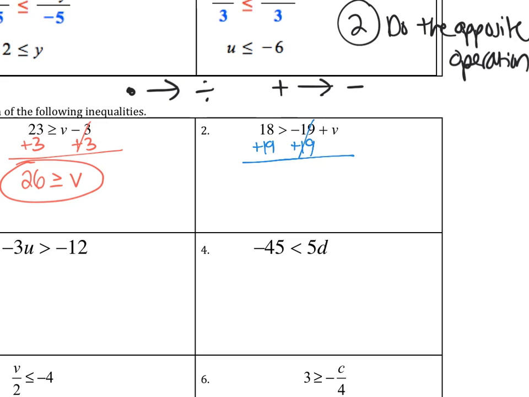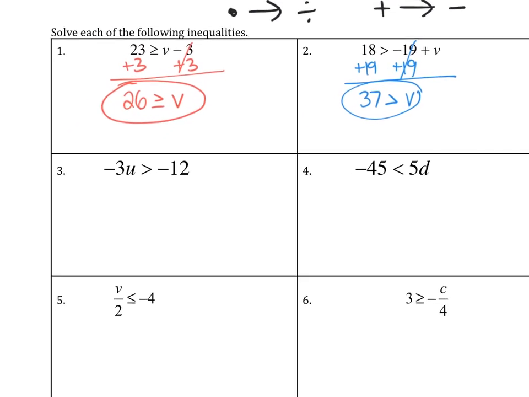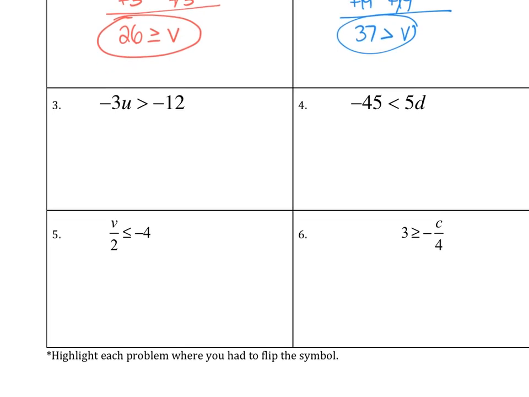And when I do so, I've got 18 plus 19 is 37. I still have the greater than symbol because I didn't multiply or divide by a negative, and then I'm left with v. There's my answer, 37 greater than v. And you have to write it in that order. You do not have to flip it around. You can input it just like that.